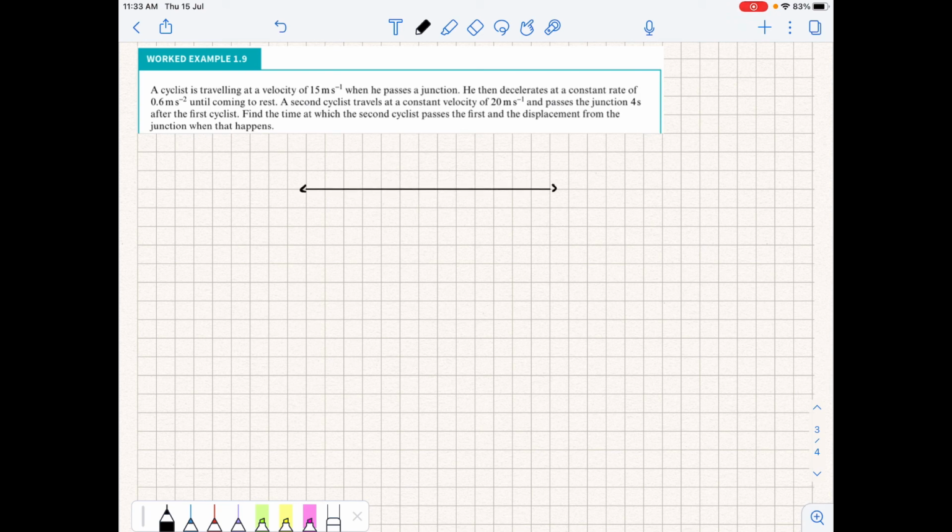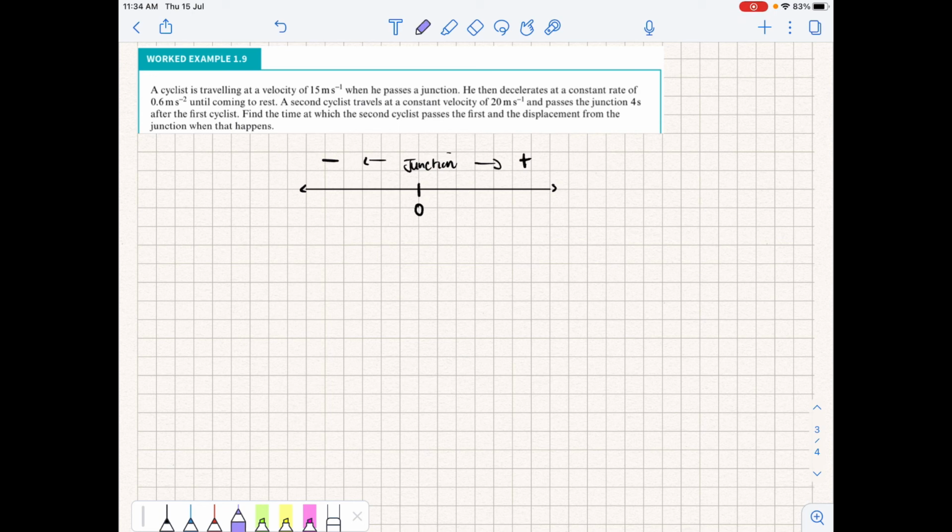Okay? Now, the second cyclist is behind the first cyclist, so we need to set ourselves a position. We're going to call the junction our starting position. We're going to call the direction away from the junction, in the direction that they're cycling, the positive, and we're going to call anything behind the junction negative, okay?